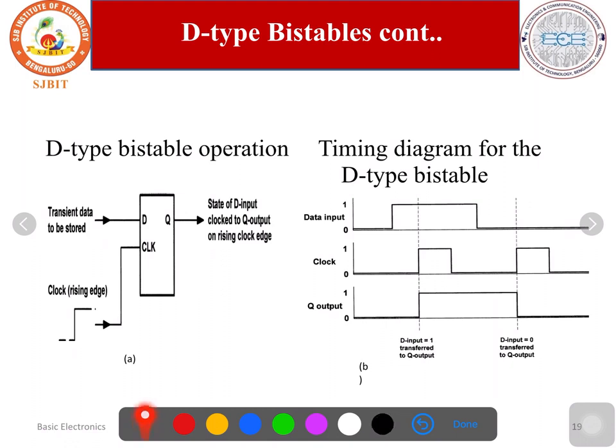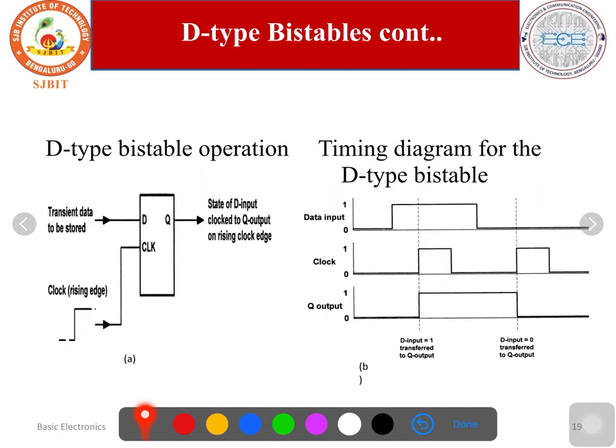So this is the diagram. I don't think you have any doubt with the diagram. D is the data input. Here is the clock. Here is the Q output. If you want, you can write Q bar also, no issue. The state of the D input is clocked to the Q output during the rising edge of the clock pulse.